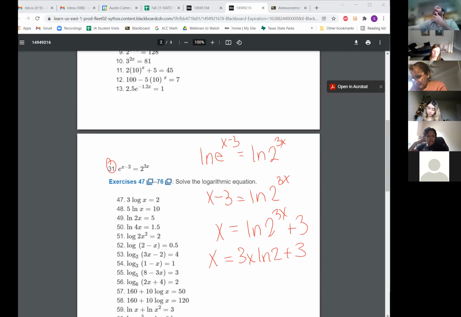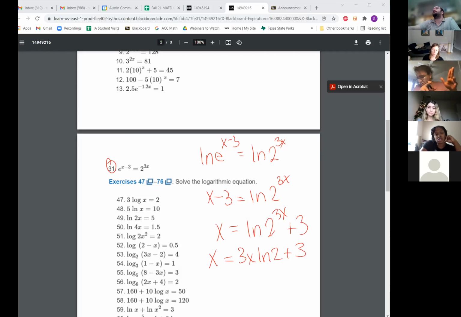So Ganya, you said you moved it over. How did you move it over? In this case, I will move it over as, give me one second. This one is going to be x minus 3 equals x ln of 8. I want to move all the x's to one side. It's going to be x minus x ln 8 equals 3.